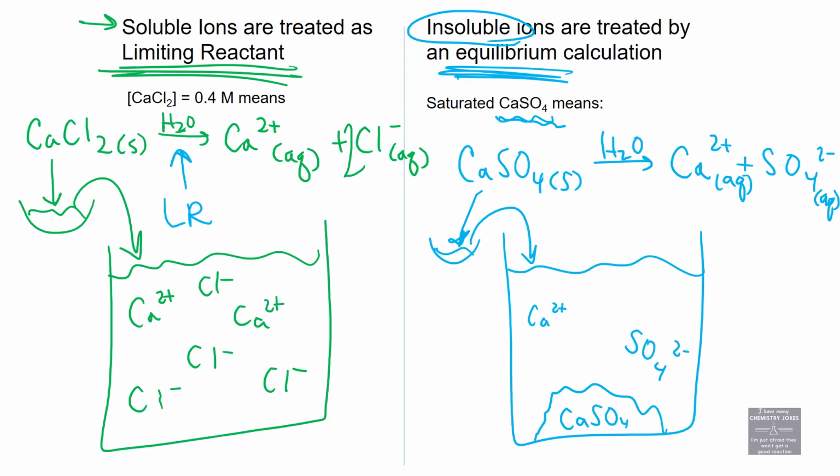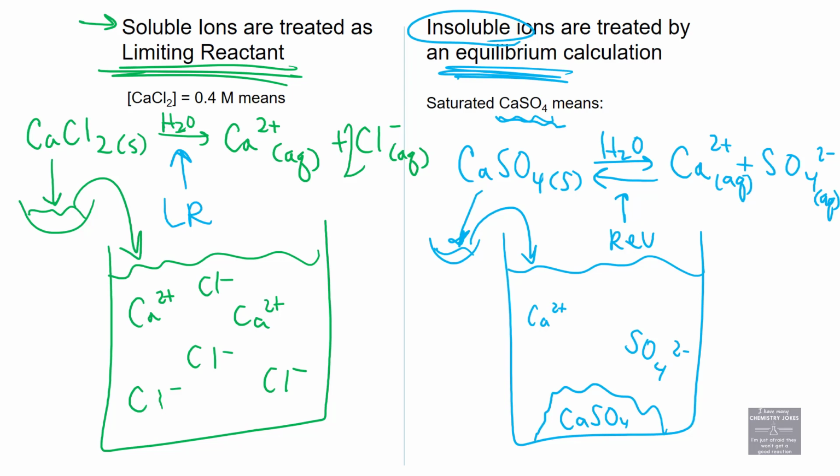What we're doing by drawing the straightforward arrow only is signifying that that reaction goes to completion. There's going to be no solid calcium chloride at the bottom. That does not exist. If we treat it as an insoluble compound, there will be calcium sulfate at the bottom. We treat it as equilibrium. We draw that as reversible arrows. So limiting reactant on the left because it's a soluble compound. Equilibrium on the right because it's a not soluble compound.